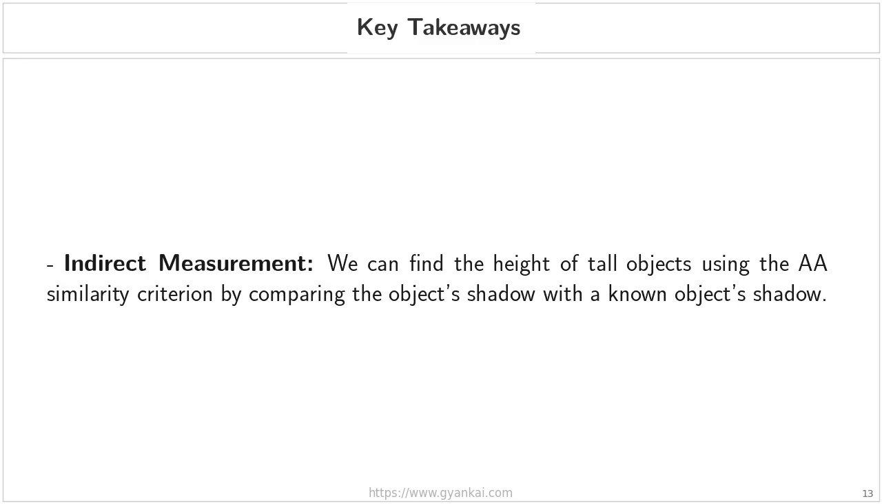Key takeaways. First, let's revisit the concept of indirect measurement. As we saw with our lamppost example, we don't need to physically climb a tall object to measure it. By using the angle-angle similarity criterion, we can determine the height of inaccessible objects simply by comparing their shadows to the shadows of objects whose heights we already know.